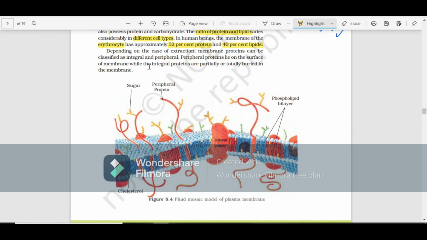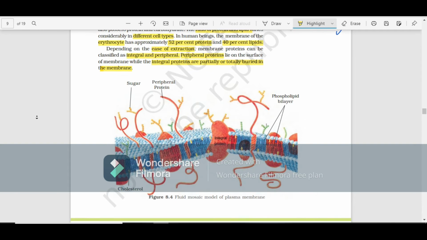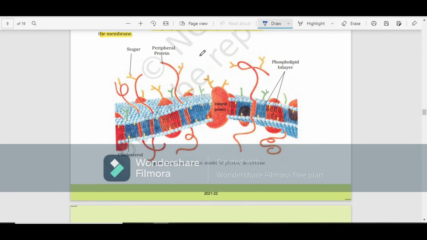Now what is the criterion for classification of these membrane proteins? It is based on the ease of extraction. They are divided into integral and peripheral proteins. Peripheral proteins line the periphery, on the surface, while the integral proteins are partially or totally buried in the membrane. Integral is towards the inner side, buried partially or wholly. So this is the structure. The hydrophilic heads are towards the outer side, while the hydrophobic tails are found towards the inner side. Let's see it.